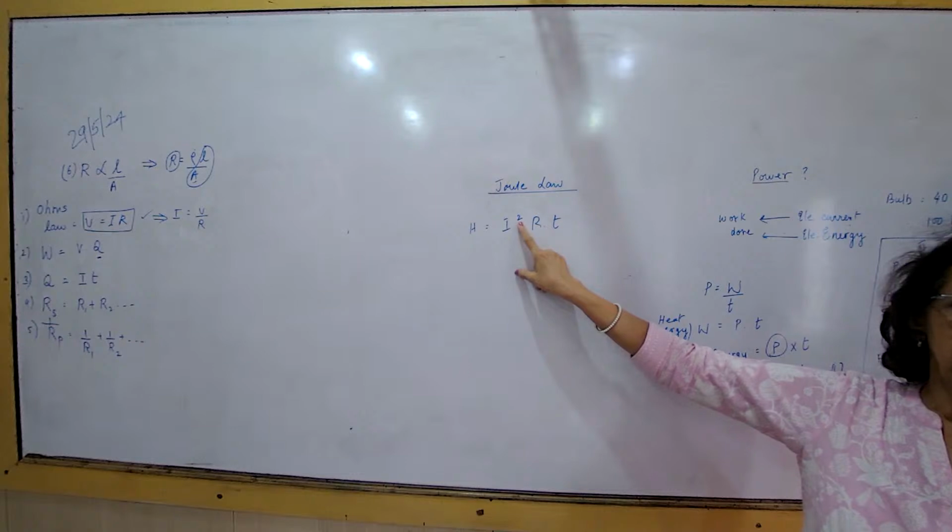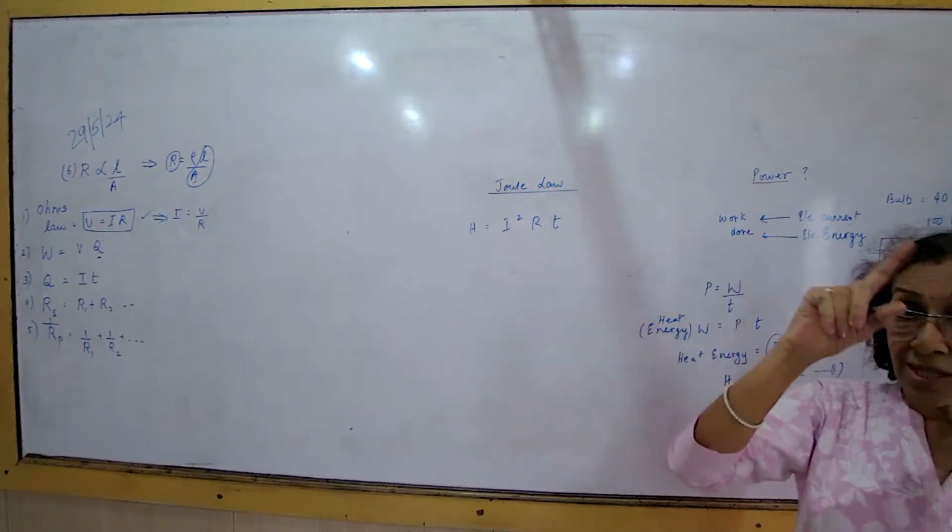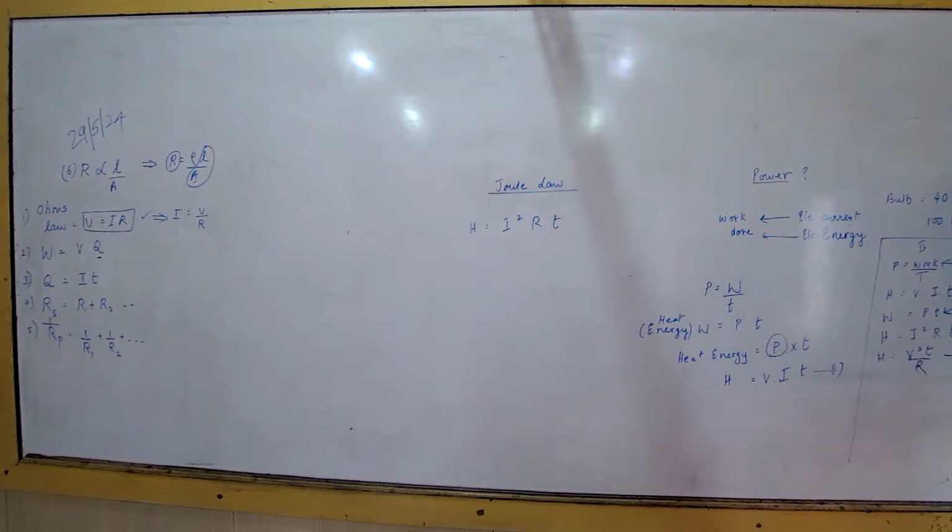Kaushik, did you understand? Don't write it as directly proportional to current, because there's a square, so it is proportional to the square of the current. Second thing is directly proportional to the resistance. Third is directly proportional to the time. All of you will please take it down in your notebooks.